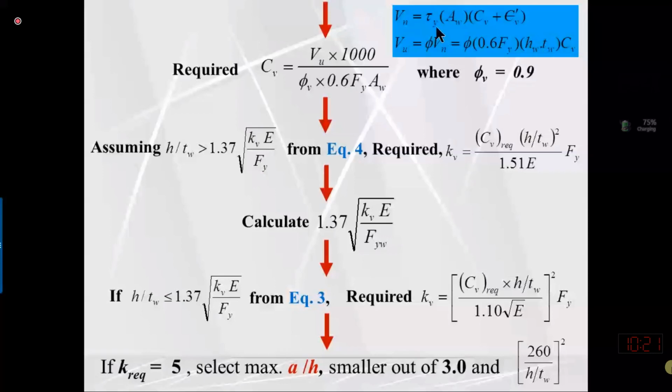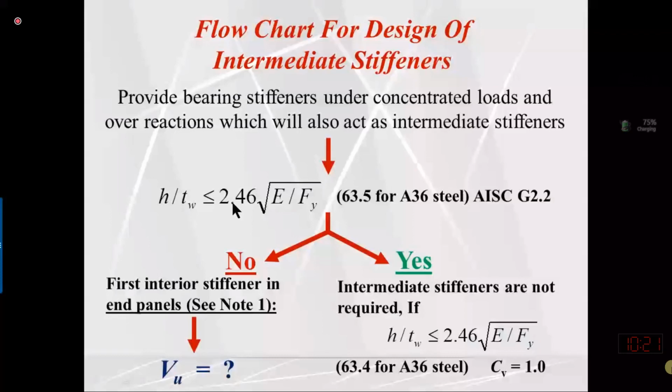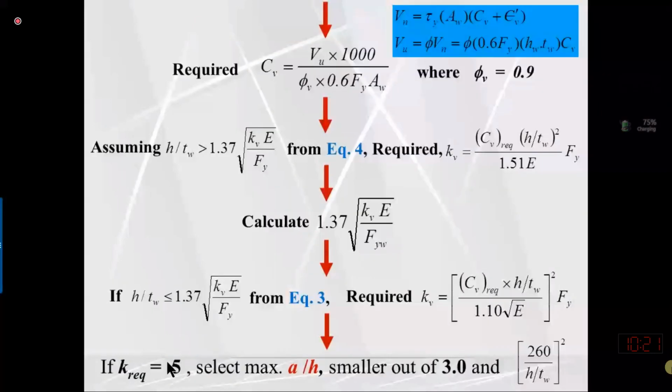But if this condition doesn't satisfy, it means that the CV value will not be equal to 1. It means that the web will not fail due to shear yielding. Rather, the web will fail due to buckling, and that buckling stress will be much less than the shear yield stress. So in that case, we need to see what the applied shear is. For example, we need to compare this equation. We will compare the applied shear with the shear capacity, and for shear capacity we are going to use this formula.